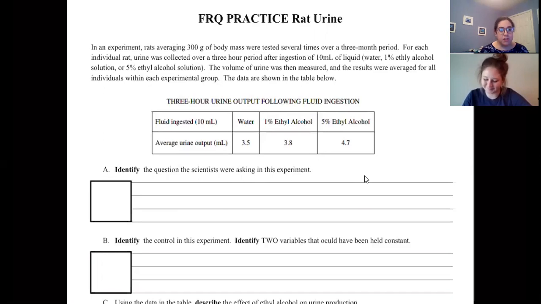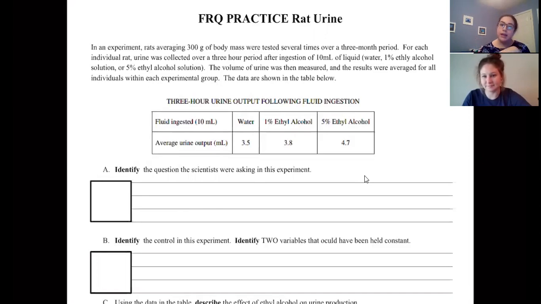In an experiment, rats averaging 300 grams of body mass were tested several times over a 3-month period. For each individual rat, urine was collected over a 3-hour period after ingestion of 10 milliliters of a liquid: water, 1% ethyl alcohol solution, or a 5% ethyl alcohol solution. The volume of the urine was then measured, and the results were averaged for all individuals within each group. The data are shown in the table below.